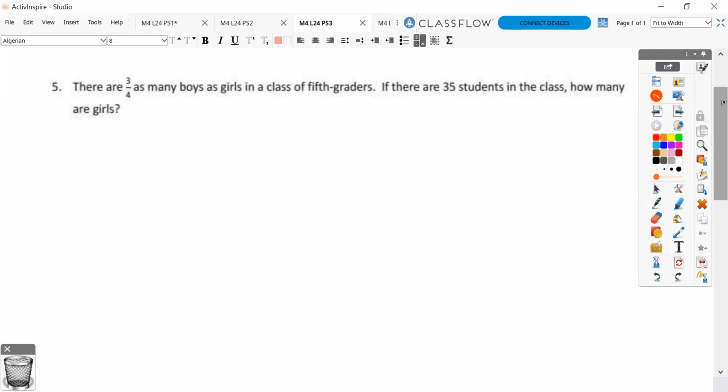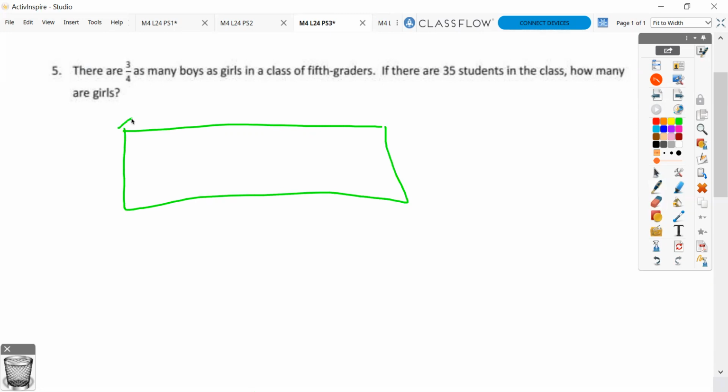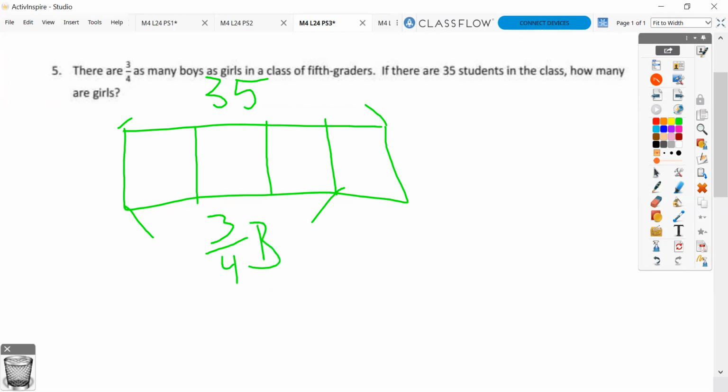Okay, let's draw a picture. So, whoops, I don't want the typing tool. Give me my pen. All right. So we know the whole class has 35 students. And we know that 3/4 of them are boys. Oh, that just gives me a headache already, boys, and I'm a boy.